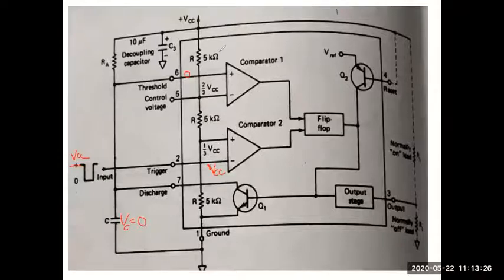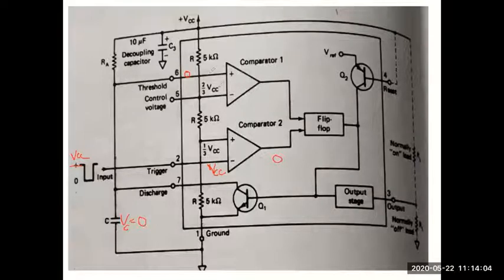So what would be the outputs of these two comparators? Let's analyze. Remember, we have 1/3 VCC at the non-inverting terminal of comparator 2, and now the inverting terminal is at VCC. Which is higher? The negative terminal voltage is more than the positive terminal voltage. So what should be the output of the lower comparator? Minus saturation, yes, logic 0, exactly.